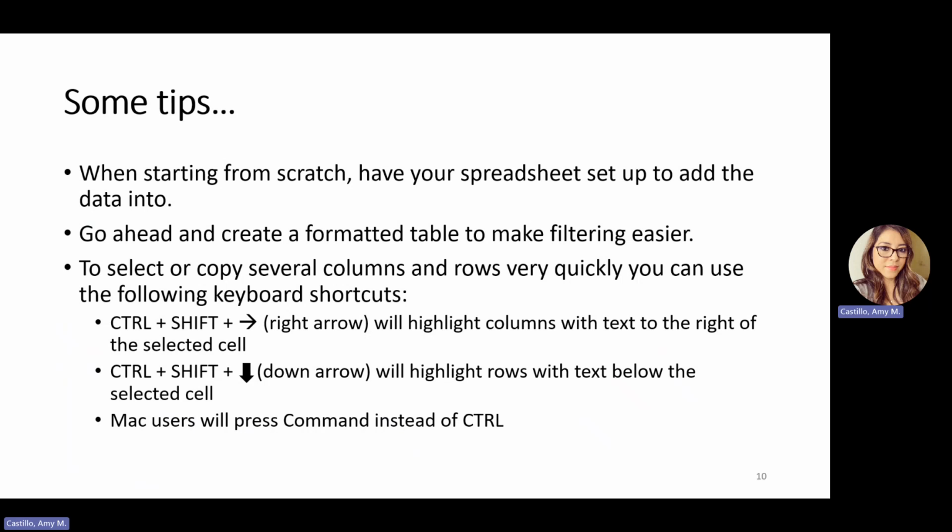And this might be well known, but just in case, to quickly select or copy several columns and rows, you can use the following keyboard shortcuts. Control plus Shift plus right arrow will highlight columns with text to the right of the selected cell, and then Control plus Shift plus down arrow will highlight rows with text below the selected cell. Those that are Mac users will use the Command key instead of Control.